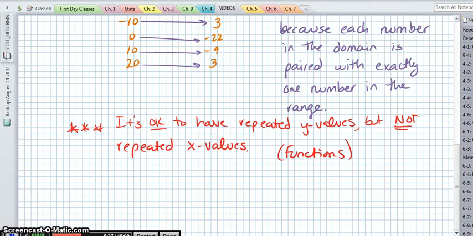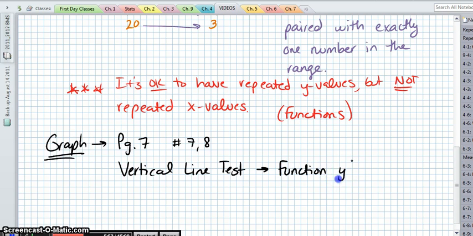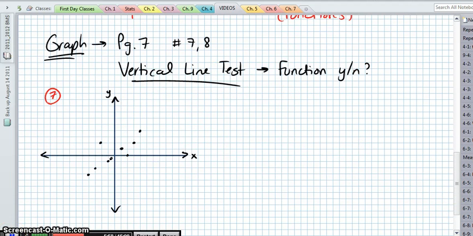There are ways to determine if graphs represent functions without listing every single ordered pair. So if we are taking a look at a graph, such as on page 7, numbers 7 and 8, we can use what is called the vertical line test to decide whether or not what is graphed represents a function. Voila! Here is number 7 that I just recreated, but you can look at your handout.